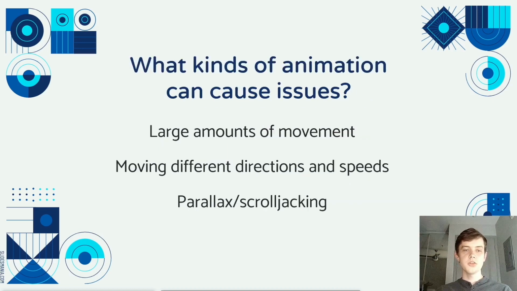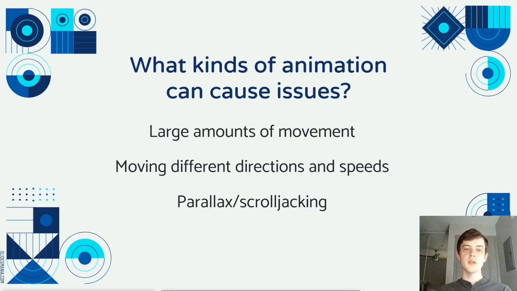So what kinds of animation can cause issues? Well, there are a few factors. In general, you want to avoid large amounts of movement. So a button moving a few pixels when you hover it is okay. Something flying across the entire screen could cause an issue. You also want to be careful with multiple elements moving at the same time, especially if they're moving in different directions or at different speeds, such as parallax movement.